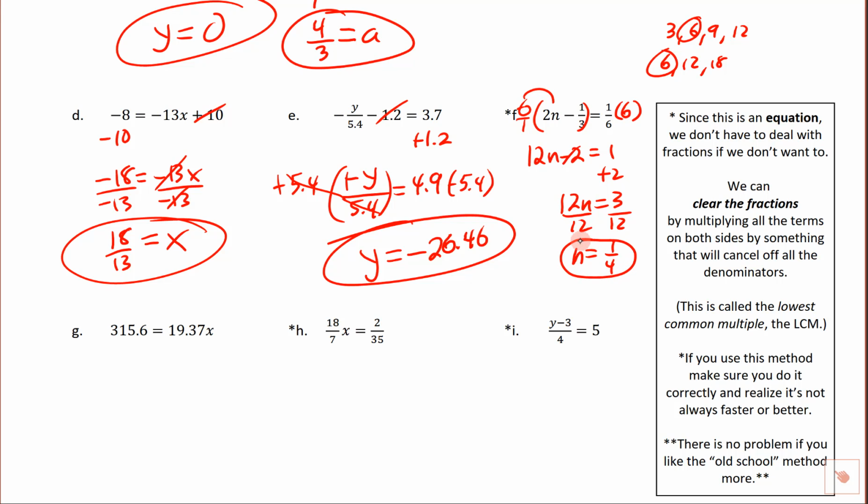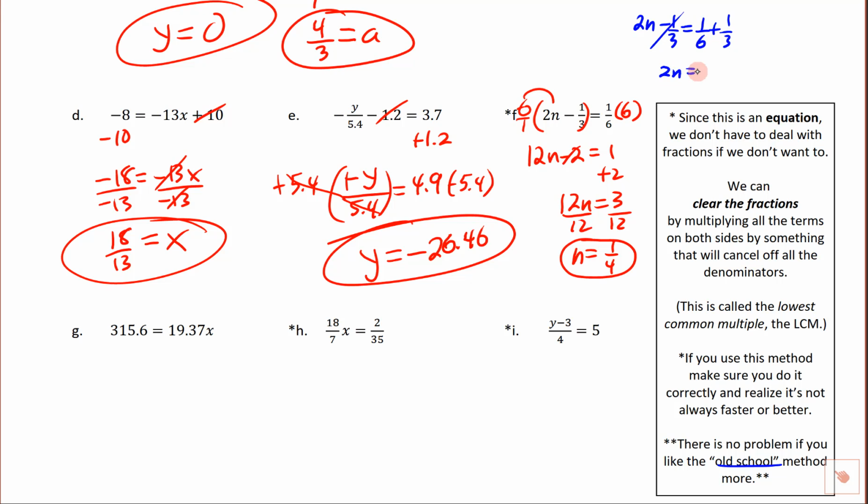And that is the answer to the problem, but I am going to come up here and erase this, and I'm going to change colors, and I'm going to do this a little bit differently. I'm going to do this the old school way. So the old school way on this one would be this. I've got 2n minus 1/3 equals 1/6. So I'm going to move this over to the other side by adding 1/3.